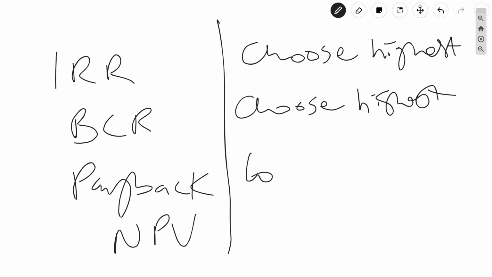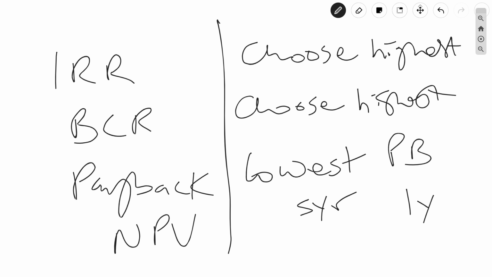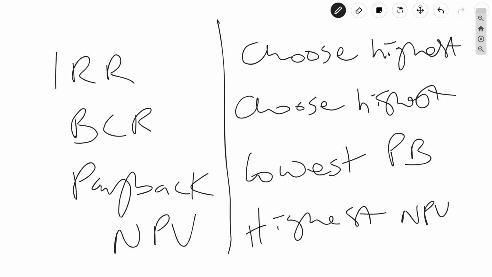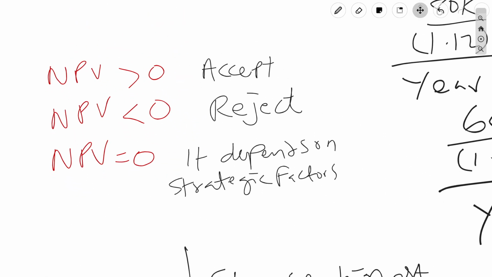Payback period, you want the lowest payback period. Would you choose a project where you can get your money in 5 years, or one you can get your money in 1 year? Of course, the 1 year, right? So always choose the lowest payback period. And for net present value, always choose the highest net present value. So if you have 5 projects and they all have different NPVs, you want the highest NPV. Again, going back to my summary here, if it's less than 0, reject it. If it's greater than 0, that's good, but you can have many that are greater than 0 and you want to select the best one.